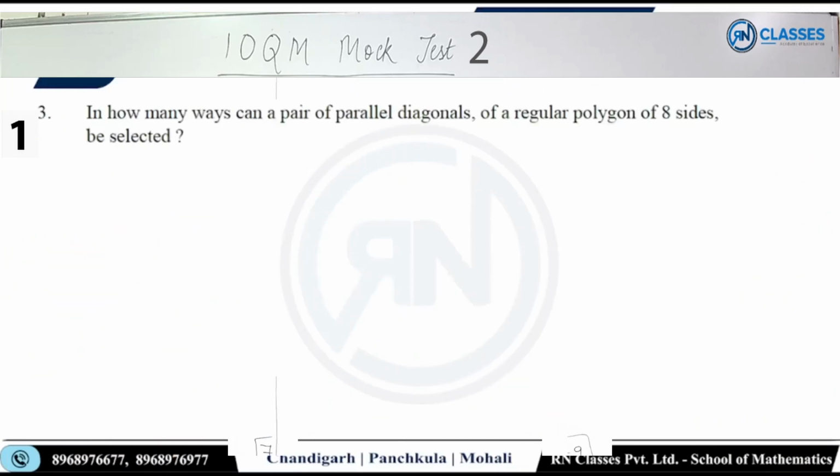In how many ways can a pair of parallel diagonals of a regular polygon, okay, of 8 sides be selected? Parallel diagonals गिननी है, okay, ठीक है, रेगुलर पॉलीगन विद 8 साइड.